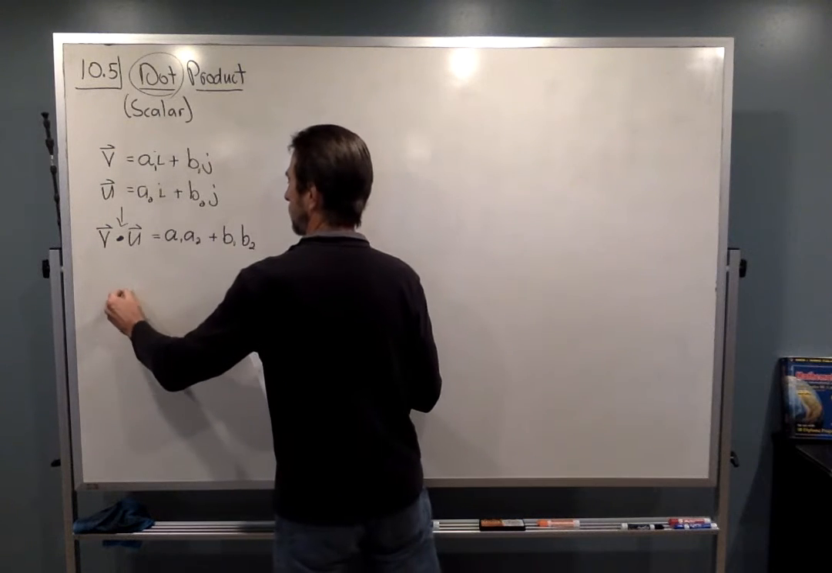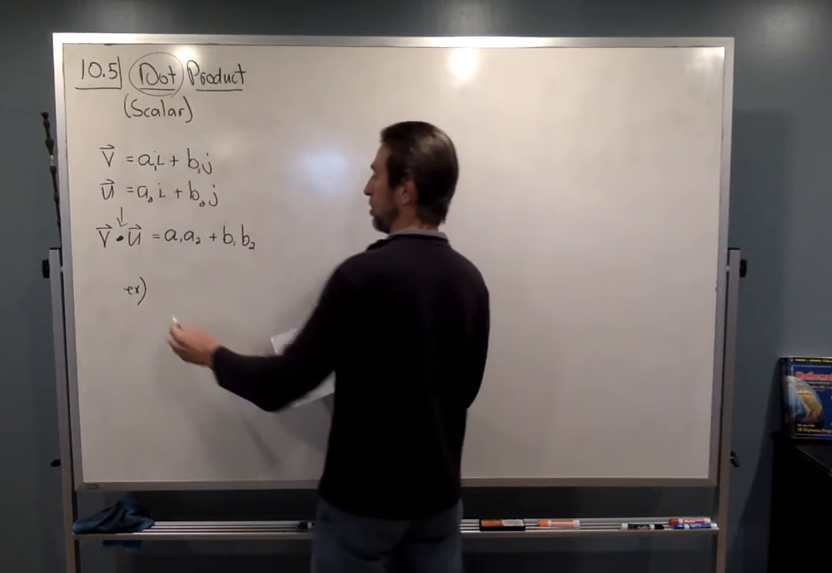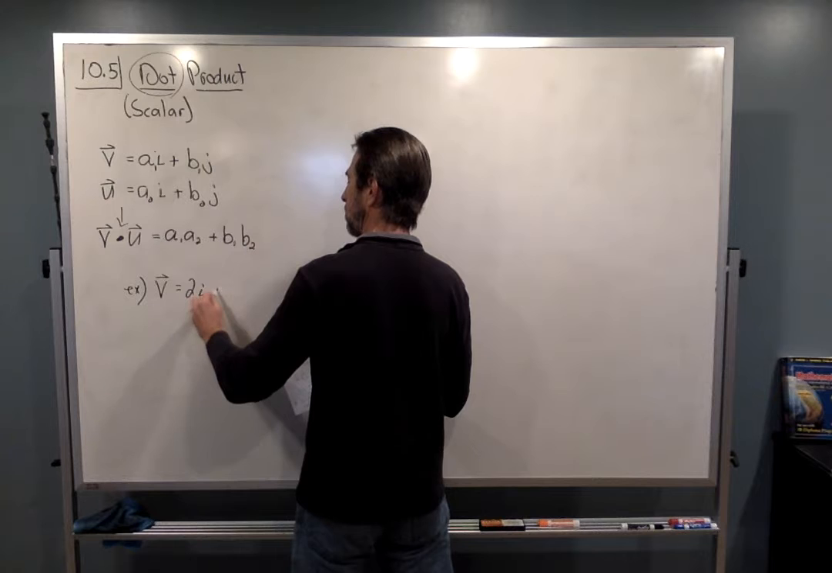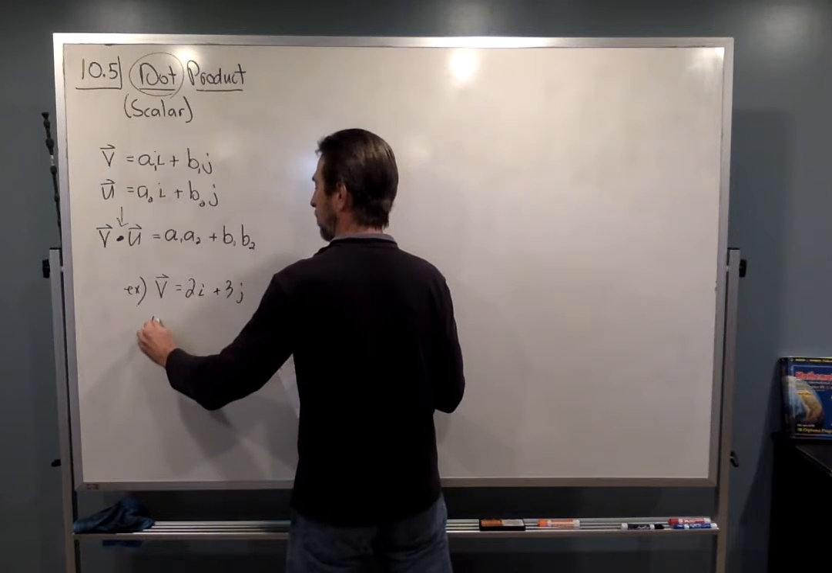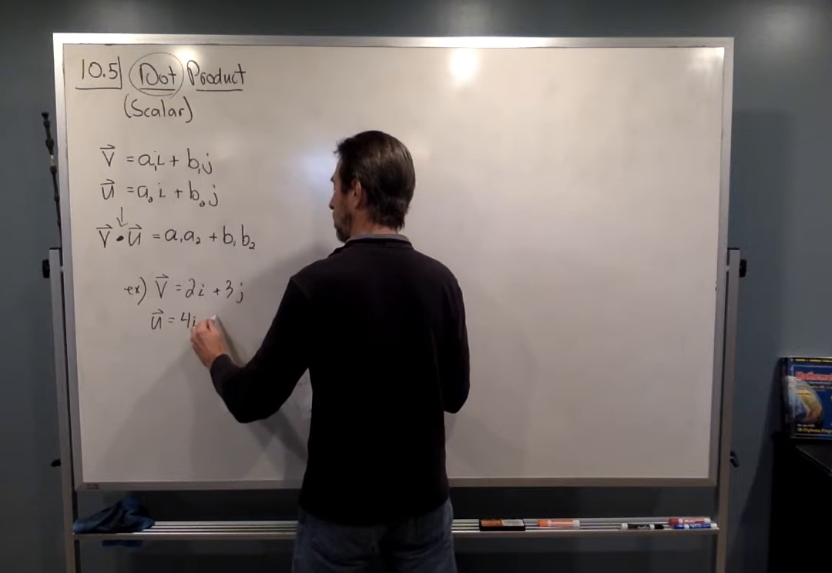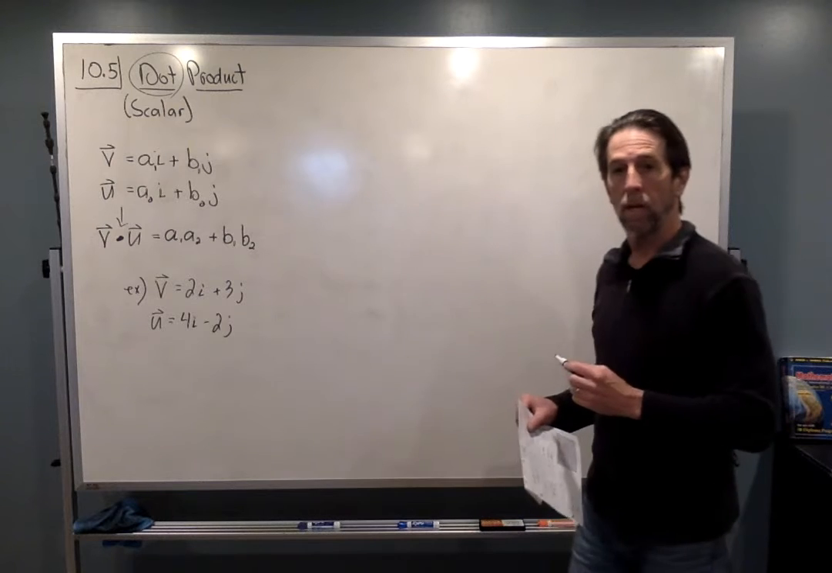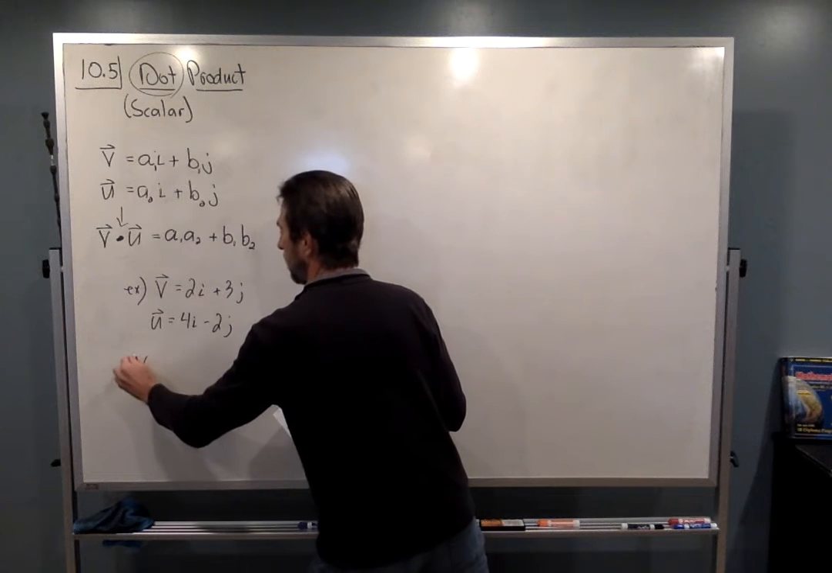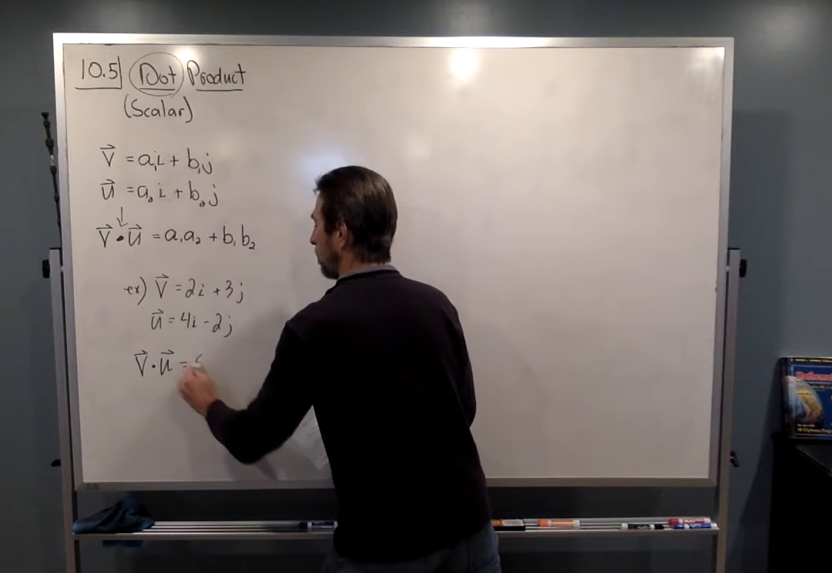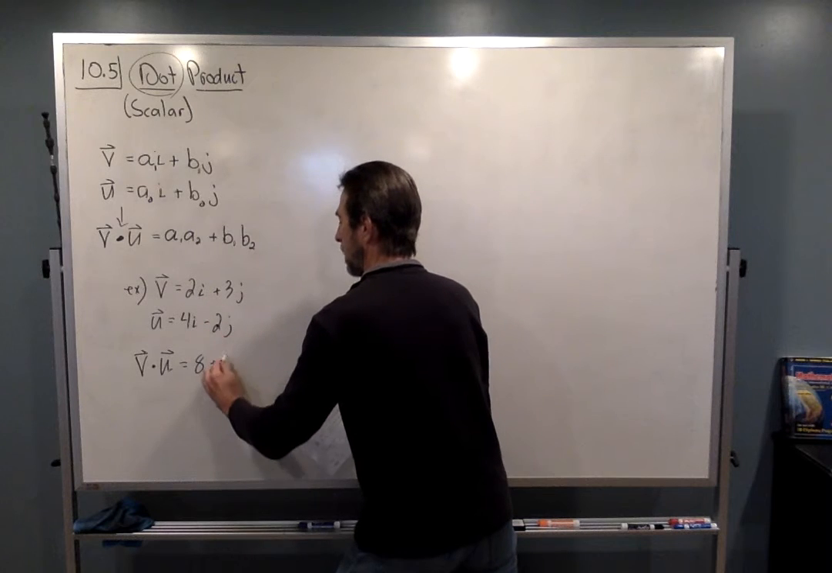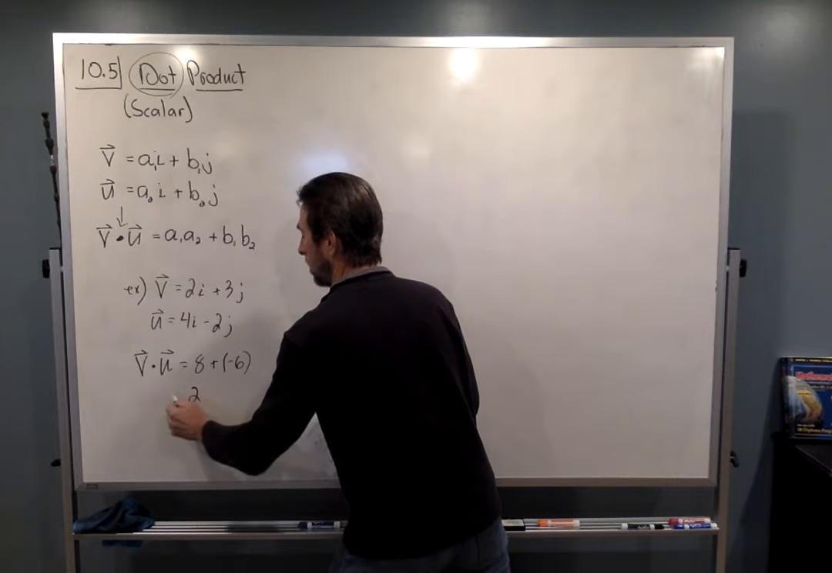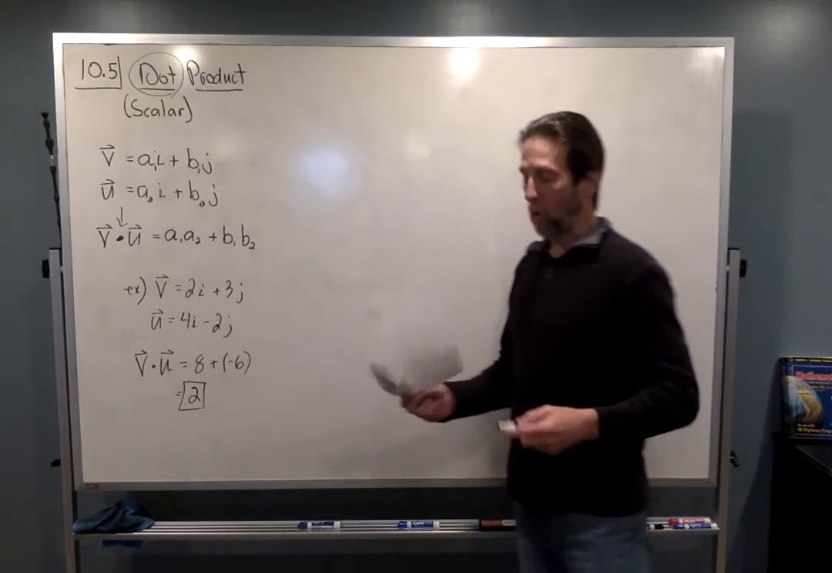For example, I could give you these 2 vectors. Let's say vector V is 2i plus 3j, and vector U is 4i minus 2j. And therefore, the dot product, V dot U, is simply 2 times 4, which is 8, plus 3 times negative 2, which is negative 6. So you get a dot product of 2.